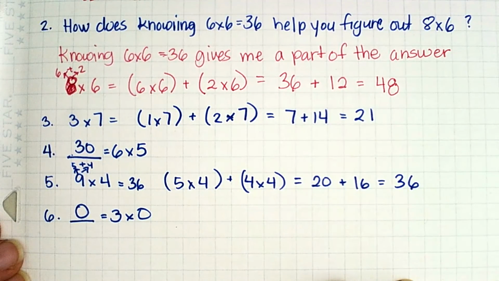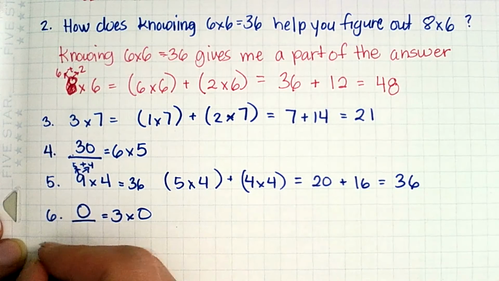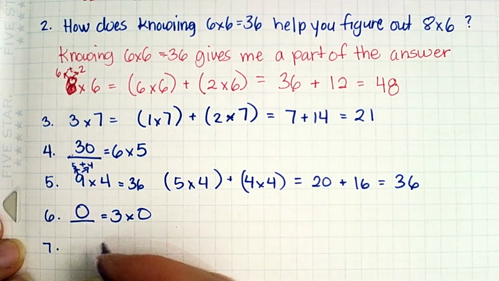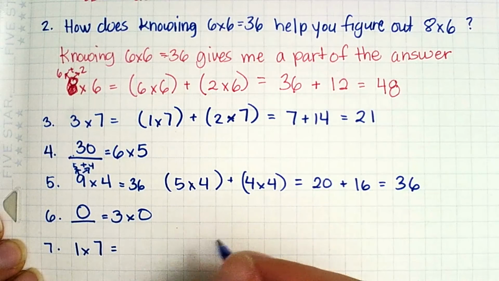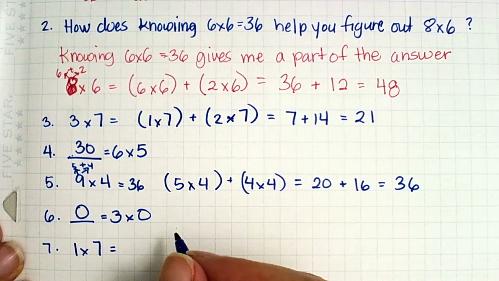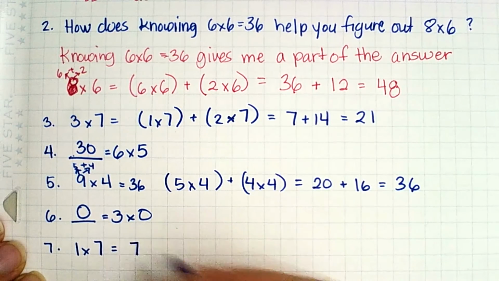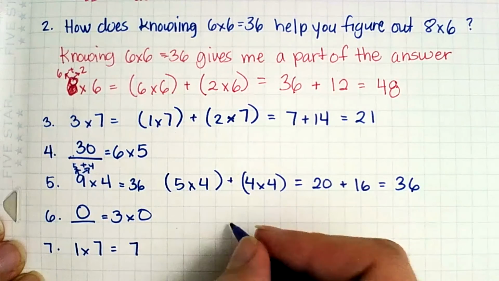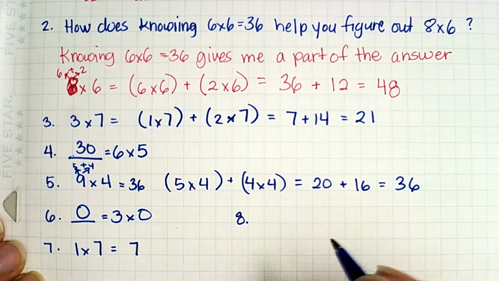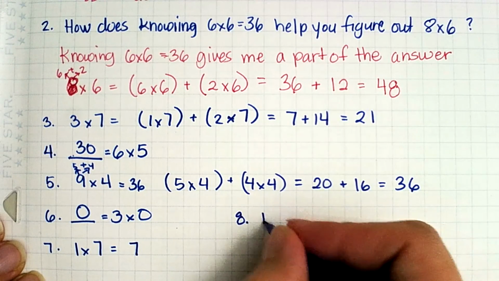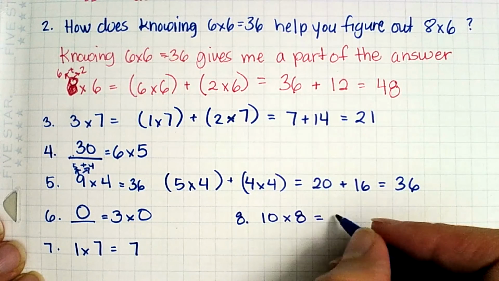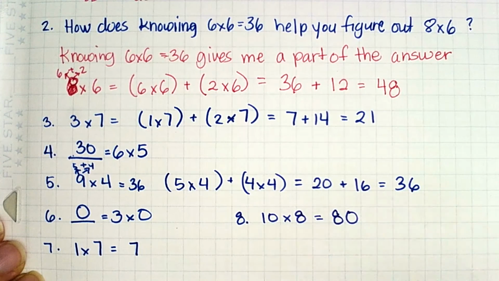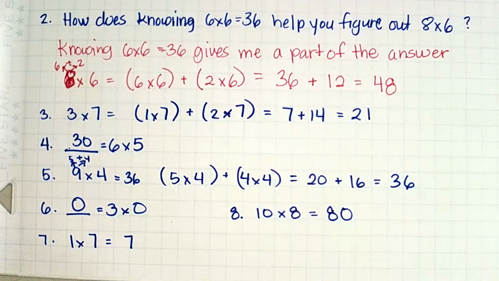For 7 and 8, these are also ones that we're familiar with. For number 7, it's asking us for the product of 1 times 7. This is our identity property, or our 1 property, that says that any number times 1 stays the same. So 1 times 7 is equal to 7. And for number 8, our question is asking us, what is 10 times 8? We know that any number times 10, we just put a 0 on the end of it. So 10 times 8 becomes 80. So 10 groups of 8 is 80.